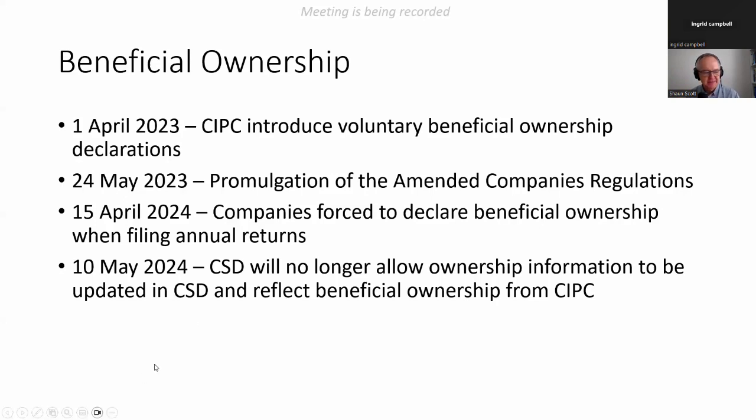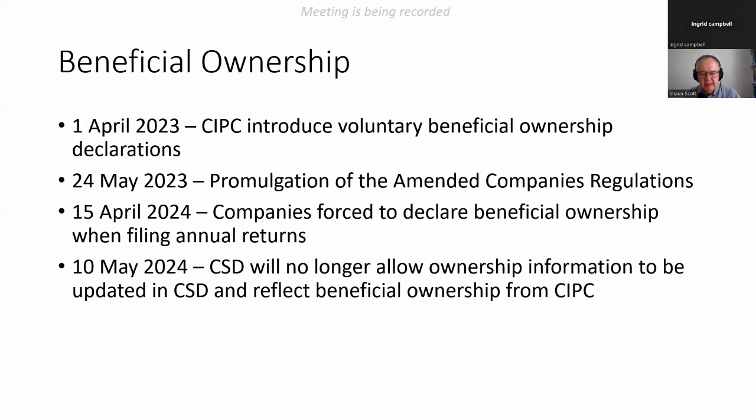Ingrid, you got a comment? Who verifies that ownership, Shaun? Okay. If it's a voluntary upload? In terms of a listed entity, your shareholding's changing on a daily basis. So who verifies it? Let's discuss that.